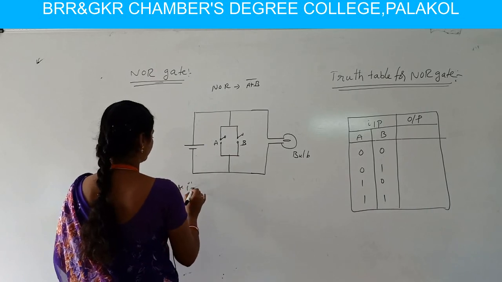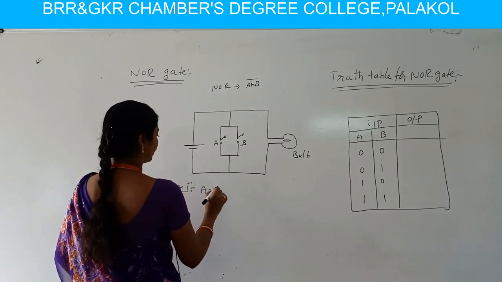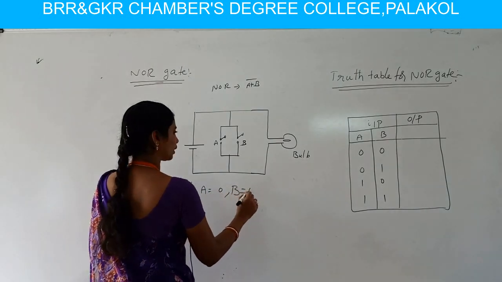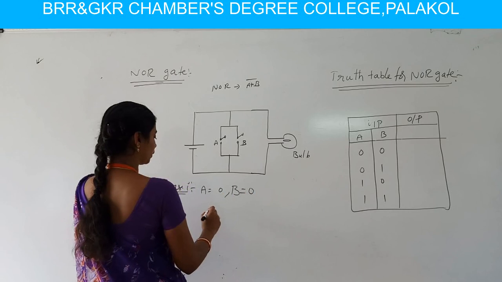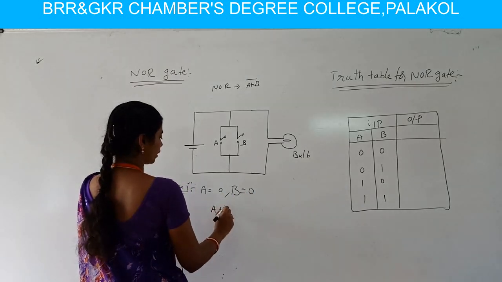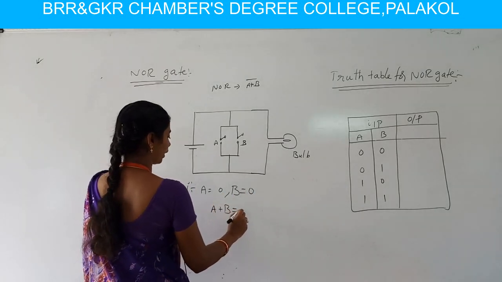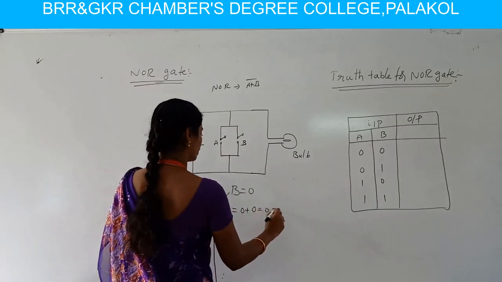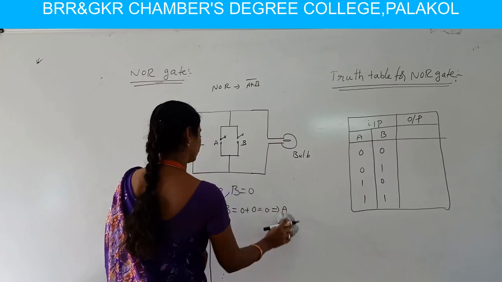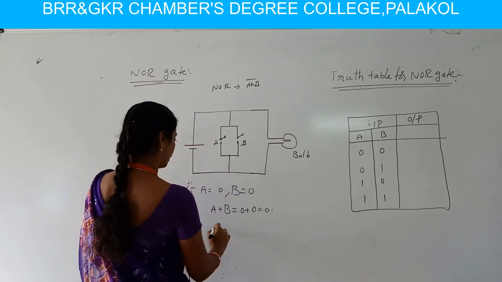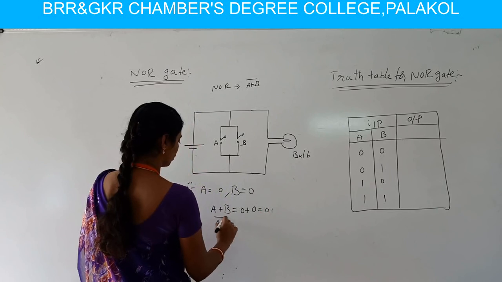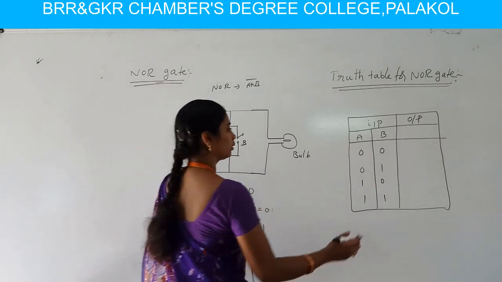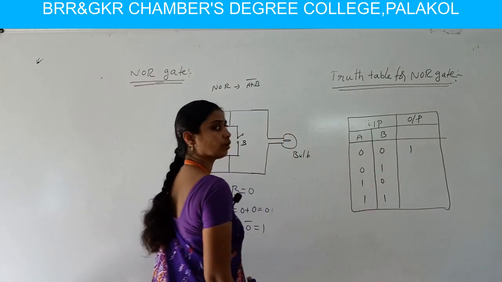In case 1, we considered variable A input as 0 and variable B input as 0. The output is A plus B whole bar. So we have 0 plus 0, which is 0. Next we write A plus B whole bar: 0 bar, which means 1. So the row is 0, 0, 1.